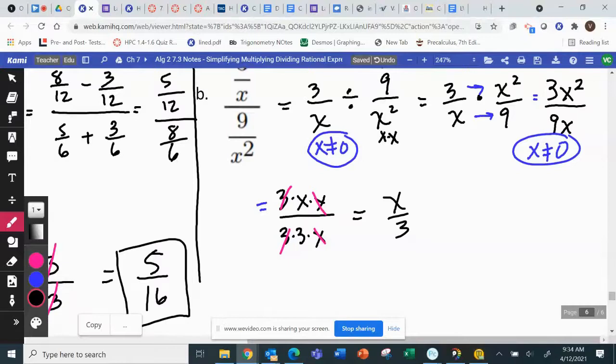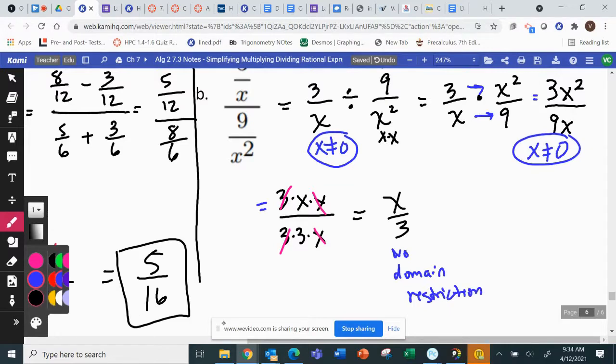Amar, what do I got to do? Domain restrictions. But when there's a 3 down there, there is no domain restriction. Because there was a domain restriction and now there isn't, I just got to put it in as part of my answer.